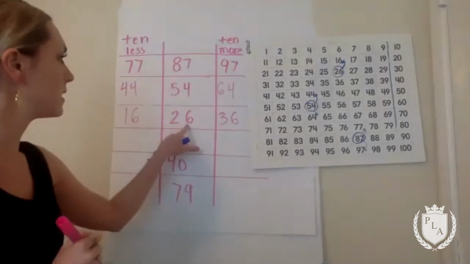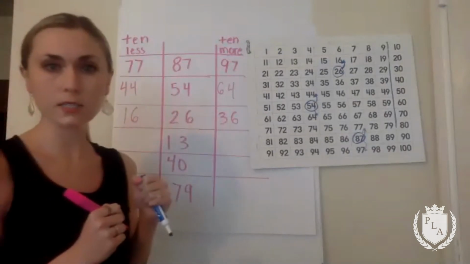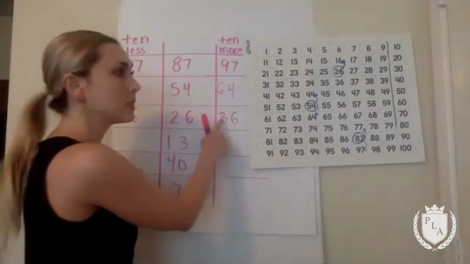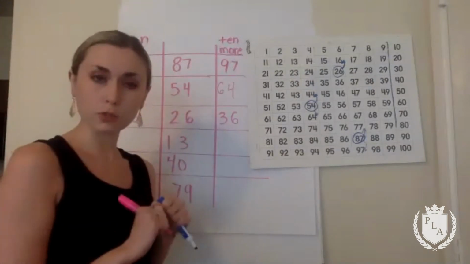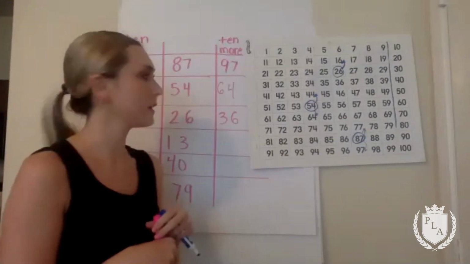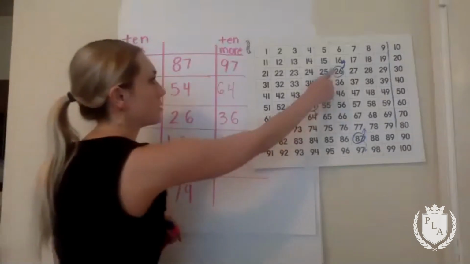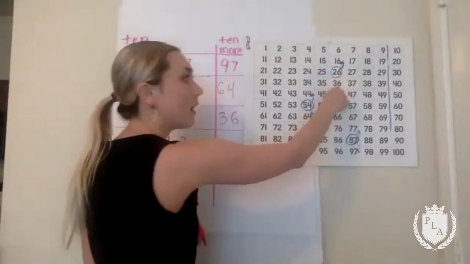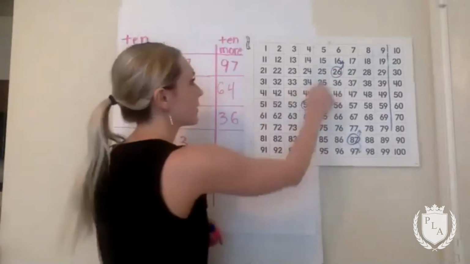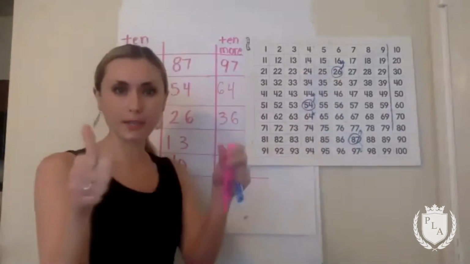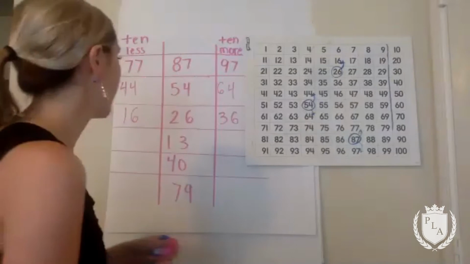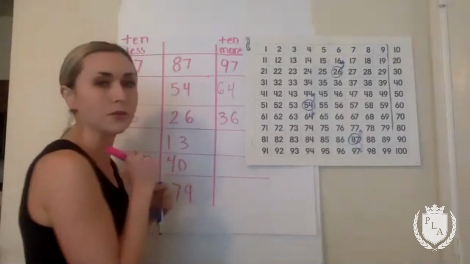So 16, 26, 36. That's in the correct sequence. But I'm gonna double check my work to make sure that I did it correctly. So 26, here's 26, jump down, it's 36. I got it, so I did it correctly. Okay, moving on to 13.